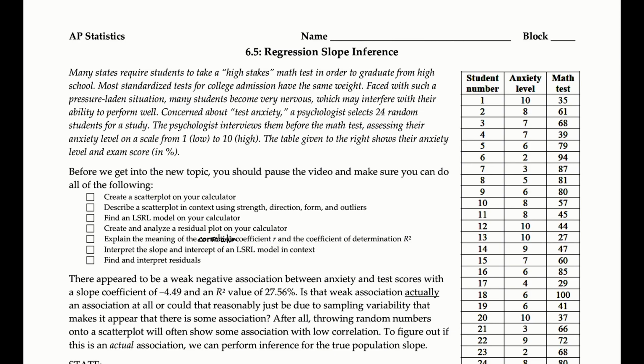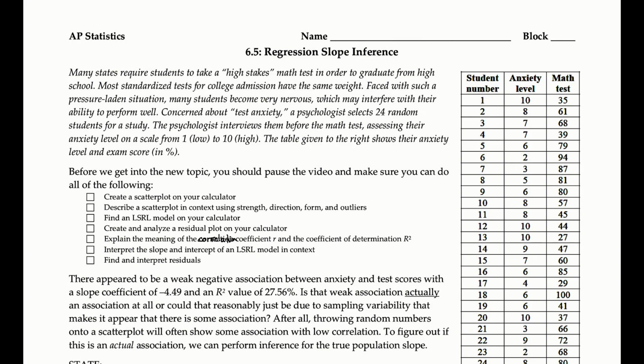Okay, so if you've done that, let's talk about what you would find out. If you type these into your calculator and run a regression line, which you should do, you're going to find that you have a weak negative association between these two variables. Its slope is negative 4.49, so on average, a higher anxiety level means a lower math score. And its r squared is only 27.56%, okay? So that's pretty weak.